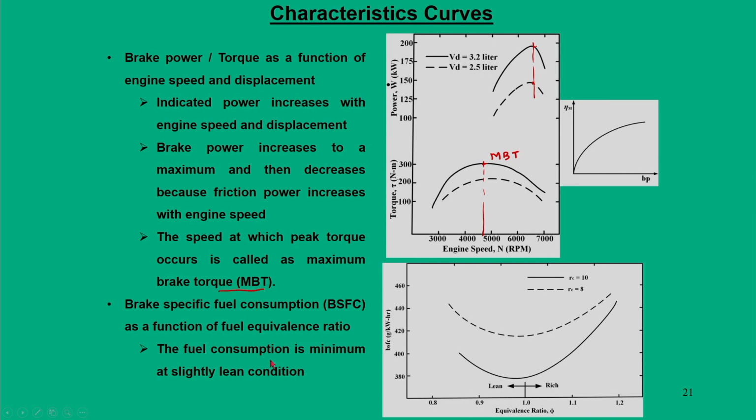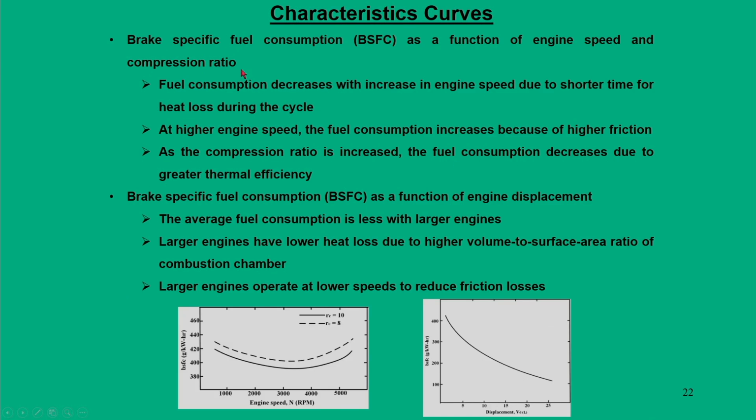Another term is brake specific fuel consumption as a function of fuel equivalence ratio. The fuel consumption is minimum when it is a slightly lean mixture. So, we can say the BSFC, that is brake specific fuel consumption, is minimum at a lean equivalence ratio. Another kind of plot that can be drawn is brake specific fuel consumption as a function of engine speed and compression ratio.